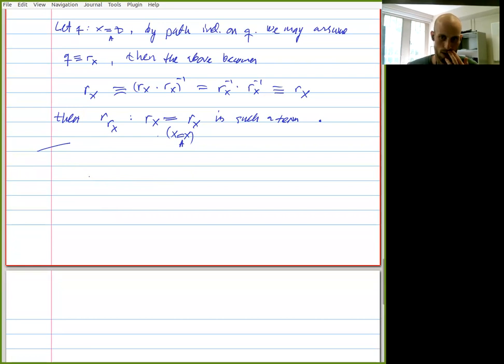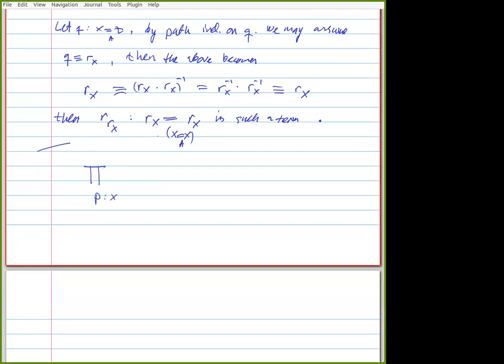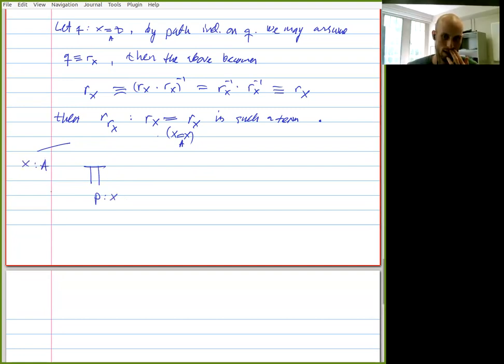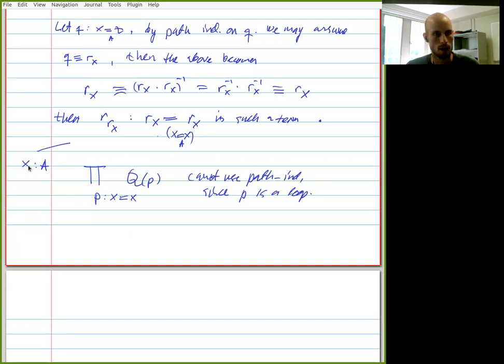For example, if x is some variable of type A in context, and you're trying to prove something like this, and there's some dependent function here, you can't use path induction because p is a loop. So you cannot use path induction, since p is a loop. That's what I mean when I say it's a loop, or both endpoints are fixed. It could also be their actual values. Let's see.